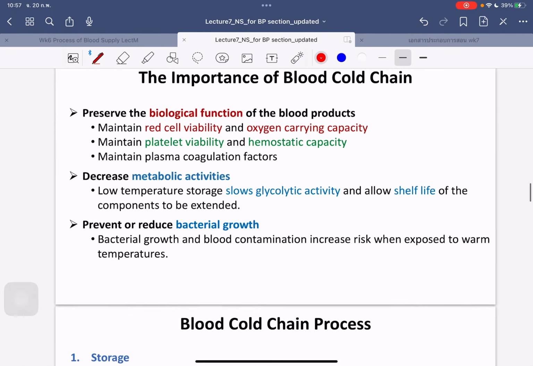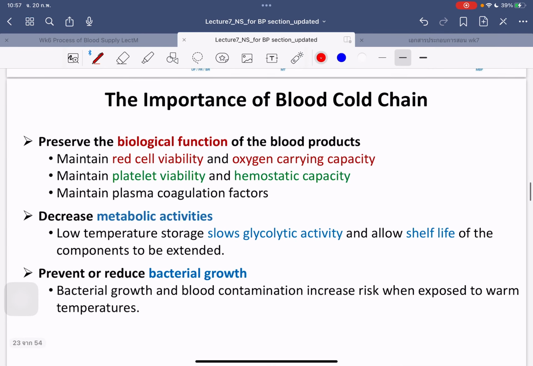So the importance of the blood flow chain is, the first one, the biological function. If you cannot remember this one, you come back to the blood storage that involved red cell morphology, biochemical, and immunological changes. So the blood flow chain correlates with red cell storage. The first one is to maintain the biological function. It's not just viability, but it should maintain the function of the red blood cell. The important one is oxygen carrying capacity, and the platelet.